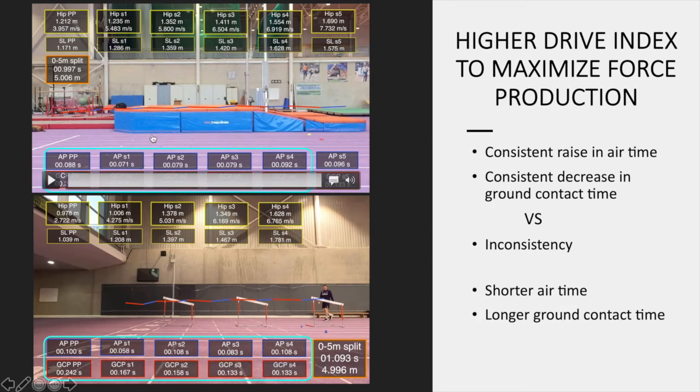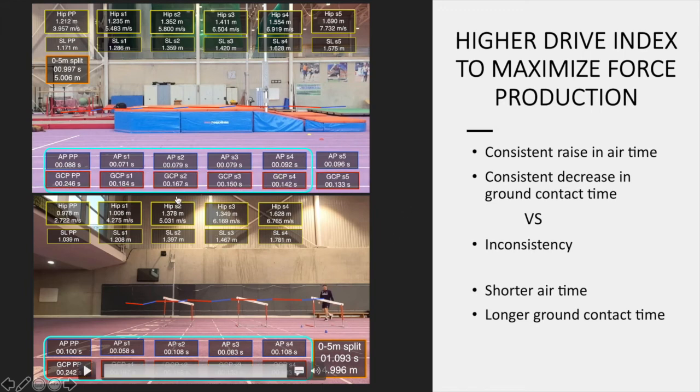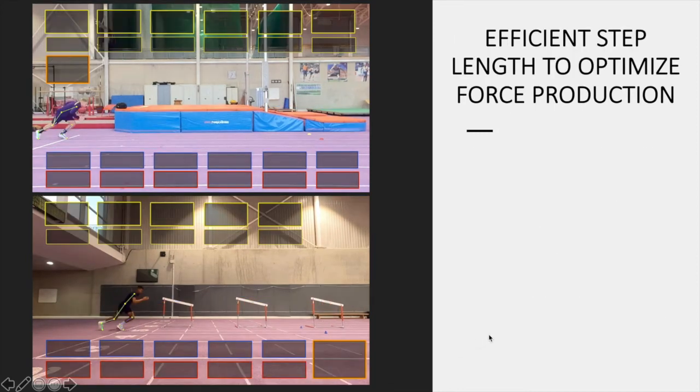We can also see in the top run a shorter total air time, which never gets over 0.1 seconds, and a longer average or total ground contact time, which starts higher, it actually is higher through all the steps. As we can see here, the ground contact time is 0.16, 0.15, and then here it's 0.13, here it's still 0.15, and etc. Also, the athlete in the top run has efficient step length so as to optimize his force production.